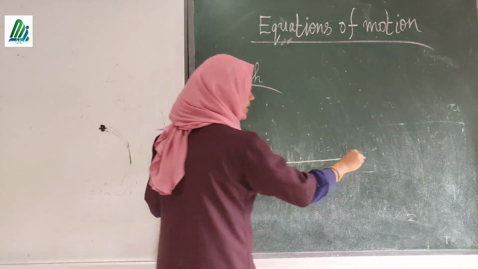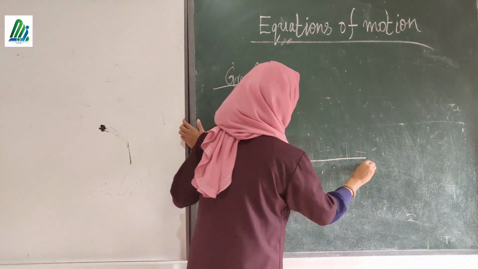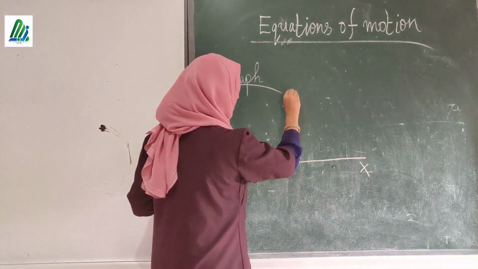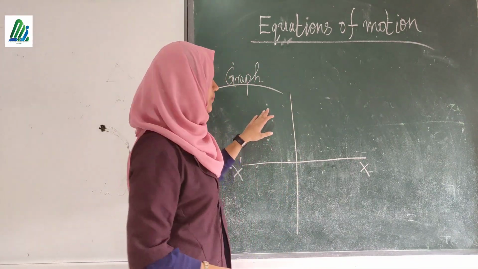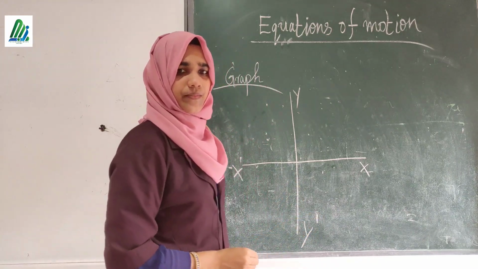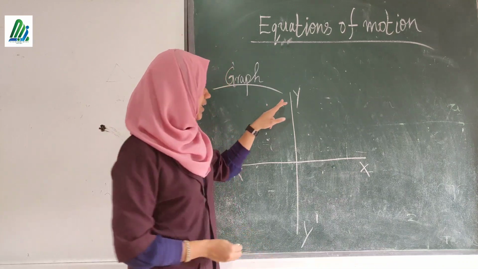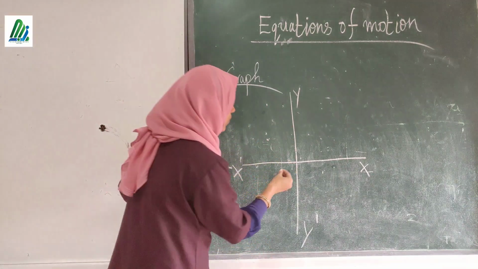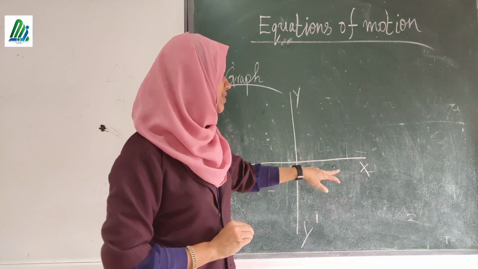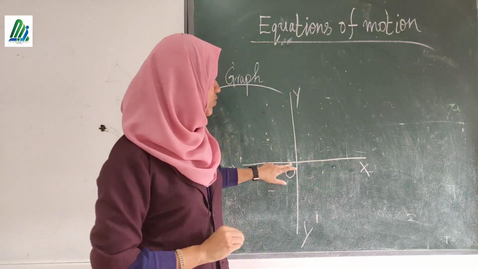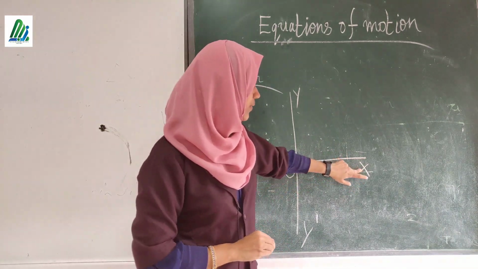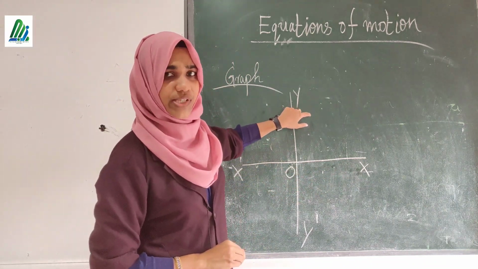This is the horizontal line, that is the x-axis. Here I am writing x dash. And this is the vertical axis. Here I am writing y and here I am writing y dash. You got it? So here the two lines meet at a point, that is O. We can call it the origin. The axis towards the right from the origin is positive. That is, OX is positive and OY is also positive.